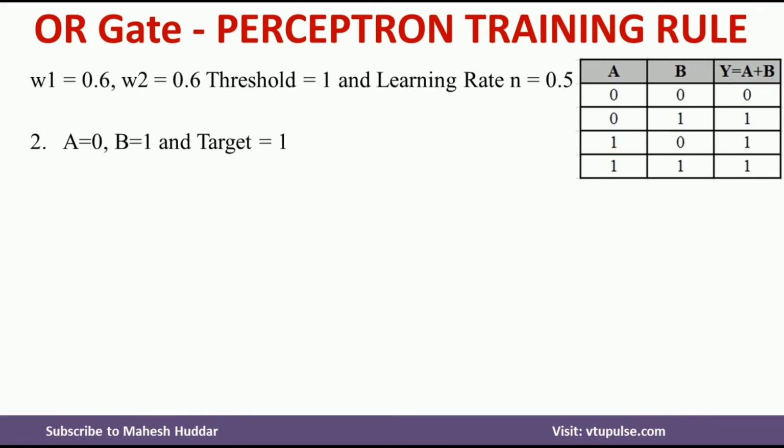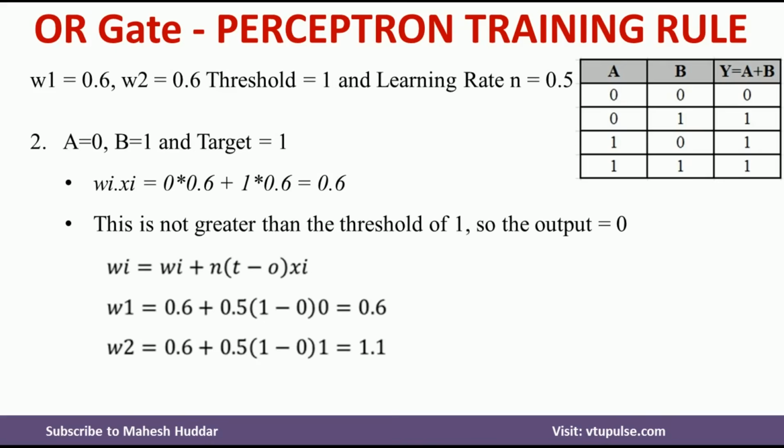Here we will consider the example once again, and this is how we can modify the weights. Here A is 0, B is 1. The target is 1 but the calculated output is 0. Because they don't match, we calculate the updated weights. The perceptron training rule says the weight can be updated with this equation: Wi equals Wi plus n into (t minus o) into xi, where n is the learning rate, t is the target, o is the actual output we got, and xi is the input associated with the ith weight.